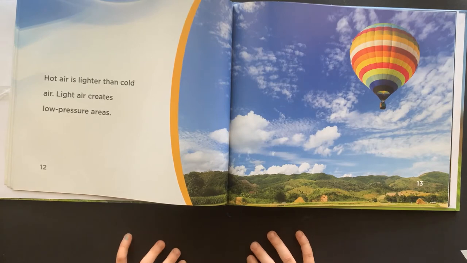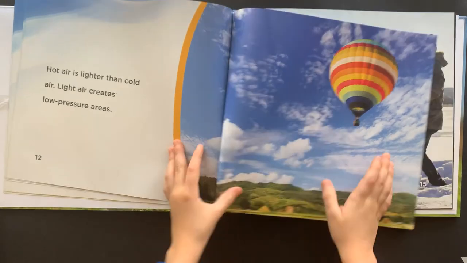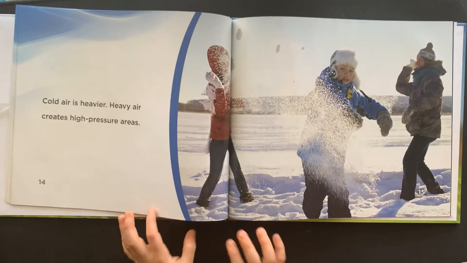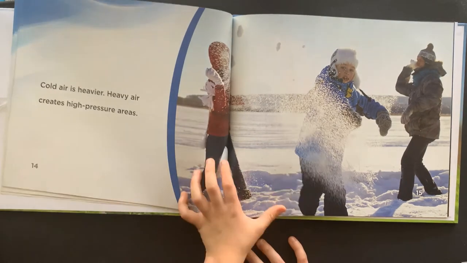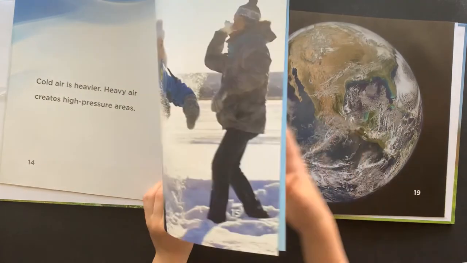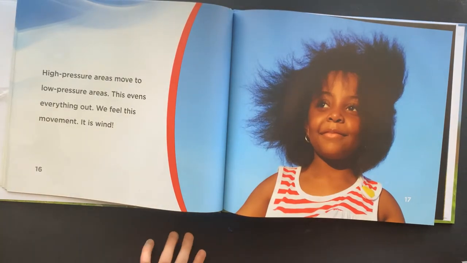Hot air is lighter than cold air. Light air creates low pressure areas. Cold air is heavier. Heavy air creates high pressure areas. High pressure areas move to low pressure areas. This evens everything out. We feel this movement. It is wind.